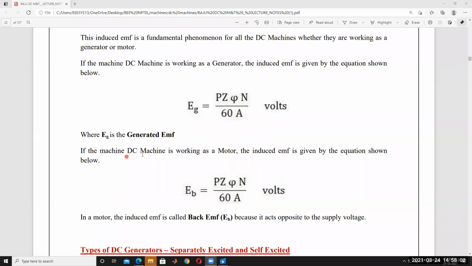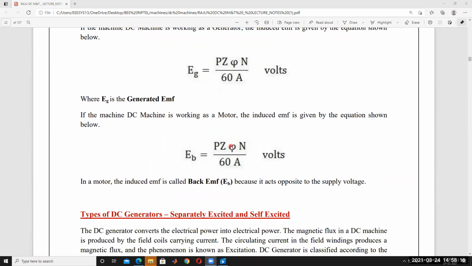If the DC machine is working as a motor, the induced EMF is given by the equation shown below. EB is equal to PZ pi N divided by 60 A. So EB is called the back EMF. Okay, so this is about a generator.